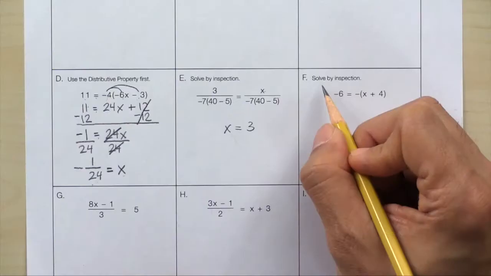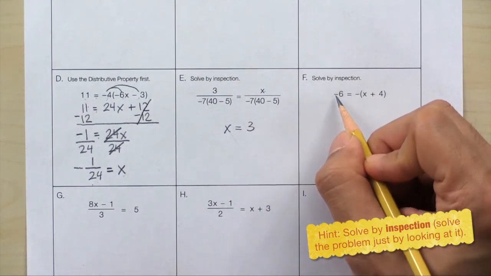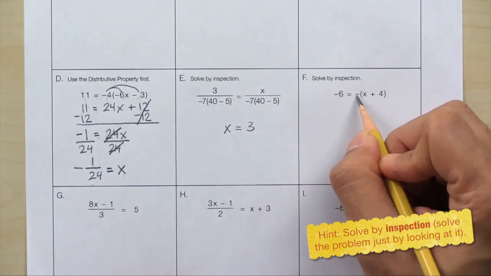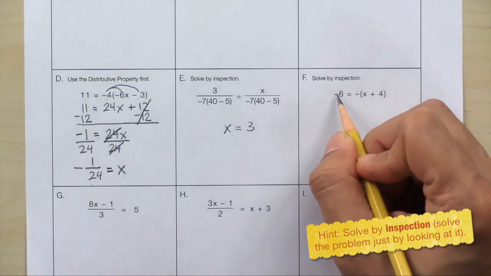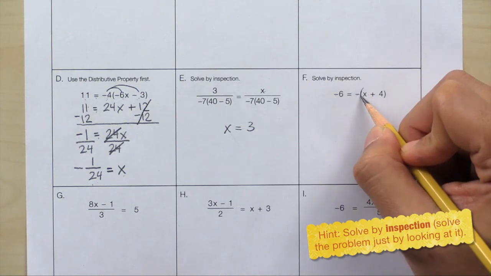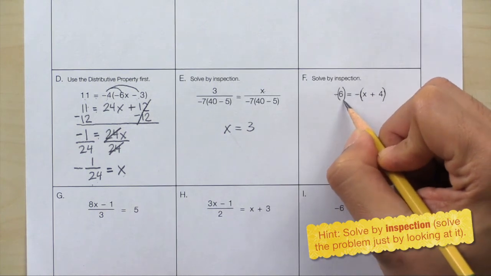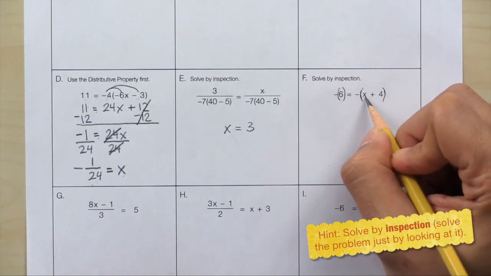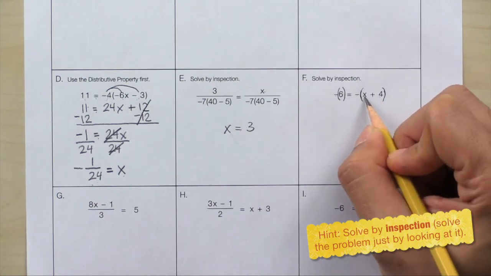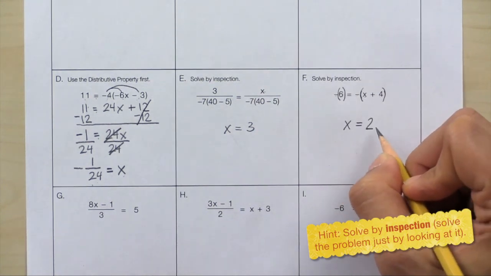Here's box F. Once again, we're going to solve by inspection. Here we have negative 6 equals negative x plus 4. And since both sides of the equation are negative, it makes sense that whatever is inside the parentheses has to be equal to 6. And since we know that 2 plus 4 equals 6, it makes sense that x equals 2. Final answer, x equals 2.